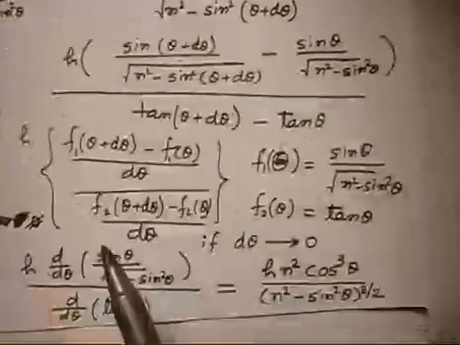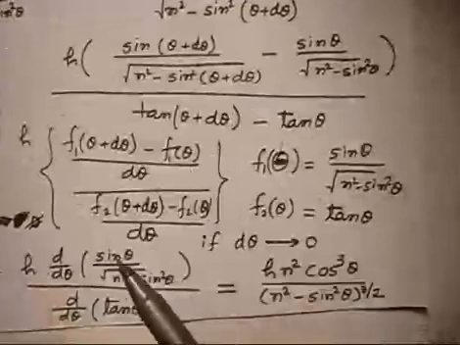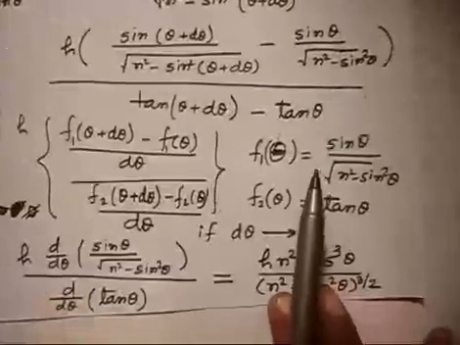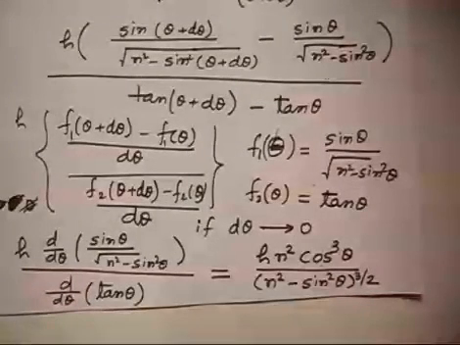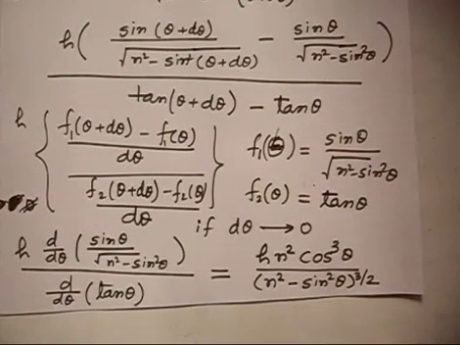Now this becomes d by d theta of this function divided by d by d theta of this function. If d theta goes to 0, this means the two rays are emitted at a very small angle, so this limit becomes a differential. This is complete mathematics: when delta x goes to 0, f(x plus h) minus f(x) divided by h, as h goes to 0, gives f dash x. The same thing I am applying here.